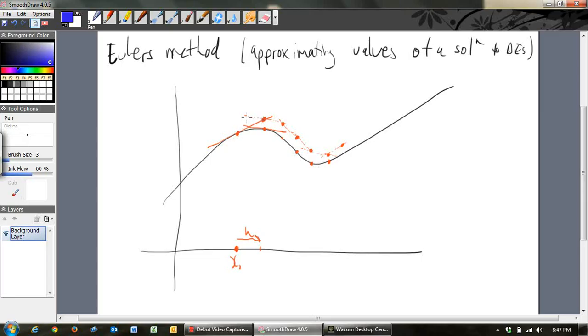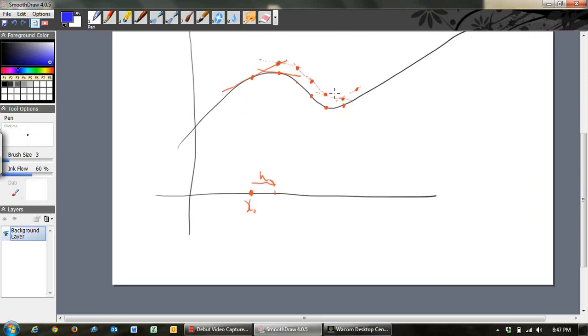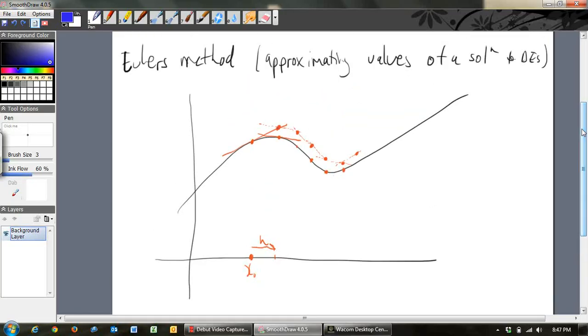It starts here and it goes like this. So it goes like that. That's just, the blue is the approximation of the function y, y of x. And so that's what Euler's method does, and I'll explain it more in class.